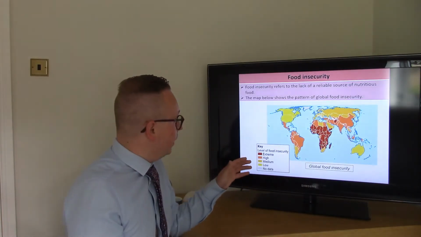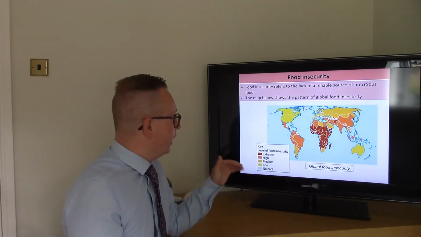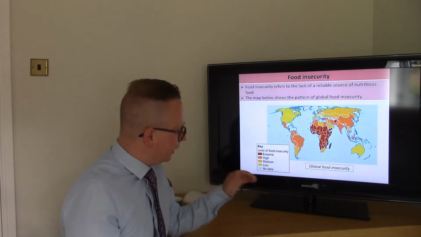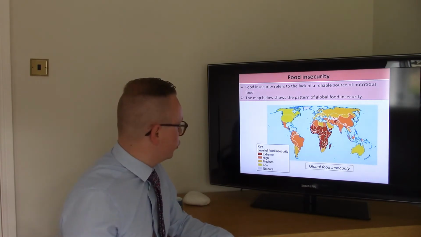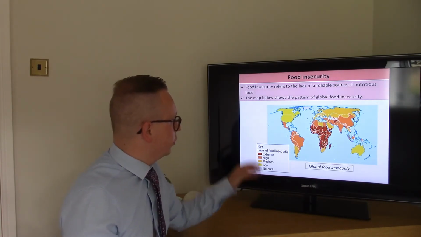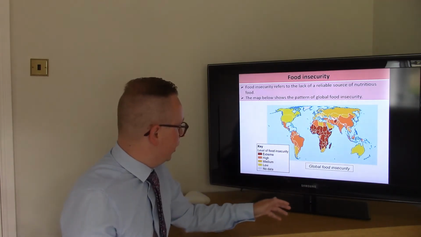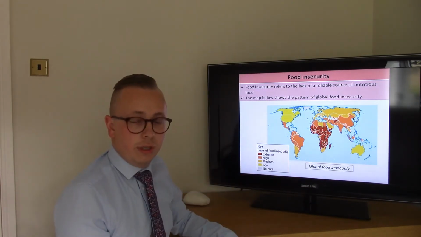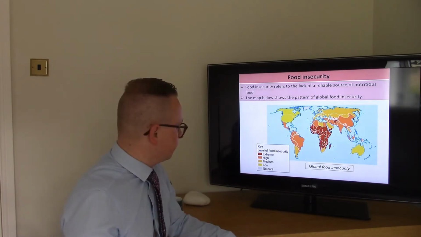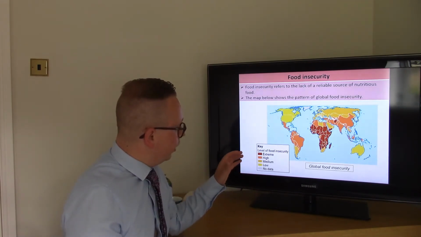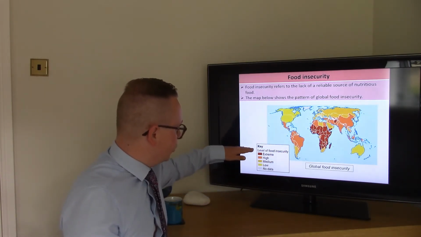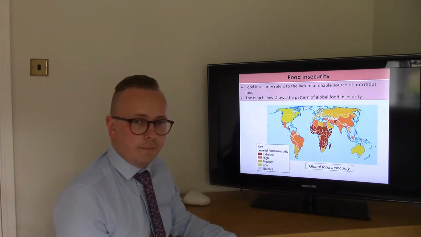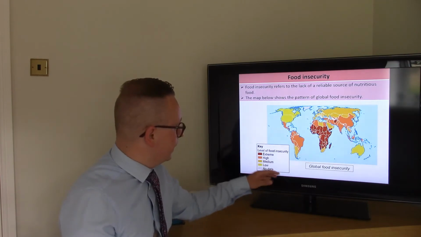Now, first of all, as a bit of a recap, food insecurity refers to the lack of a reliable source of nutritious food. And last time we looked at this global map and we can pick out some key trends. We said that in the high-income countries, in Europe, North America and Oceania, we have low levels of food insecurity, that they have good food supplies. And in our low-income countries, in particular in much of Africa, we've got these higher extreme levels of food insecurity. And today, the factors we're going to be looking at that affect food supply are mainly impacting these regions.